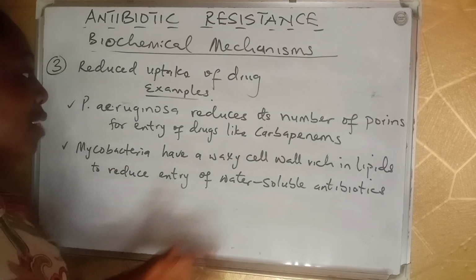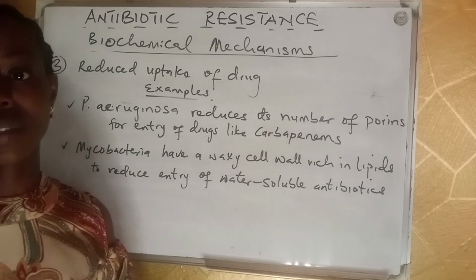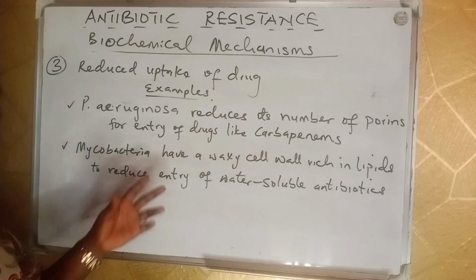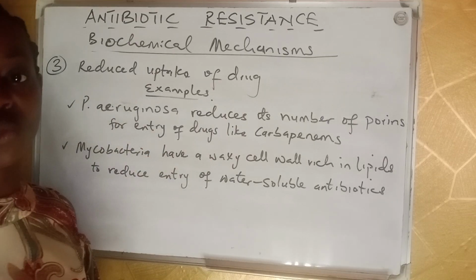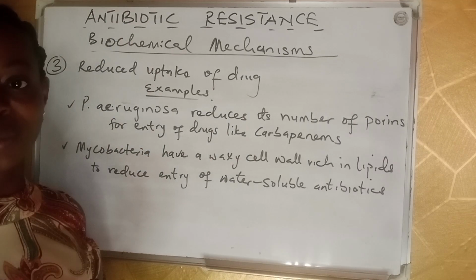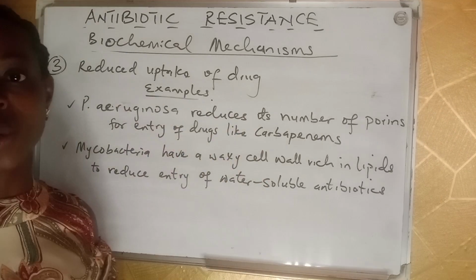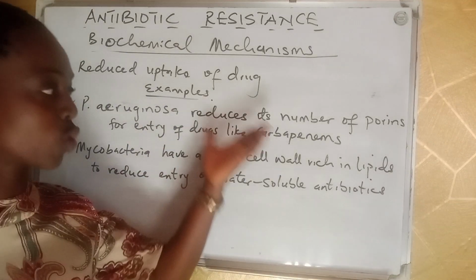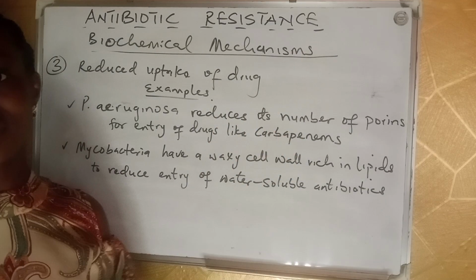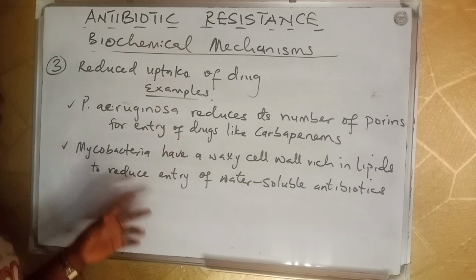Why? Drugs such as carbapenems, e.g. imipenem, enter the cells of these microorganisms through their porins. So, for them to survive these drugs, they reduce by themselves the number of these openings on the cell wall, thereby reducing the uptake of drugs like carbapenems, thereby rendering them ineffective.